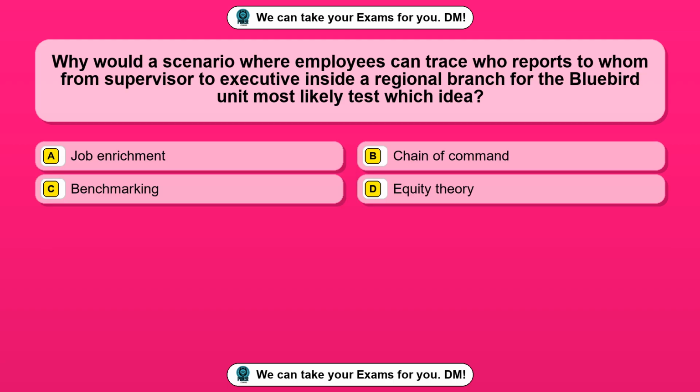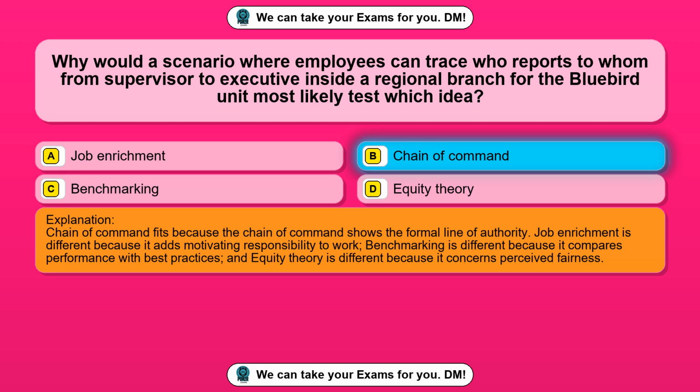Question 46. Why would a scenario where employees can trace who reports to whom from supervisor to executive inside a regional branch for the Bluebird unit most likely test which idea? Option A, job enrichment. Option B, chain of command. Option C, benchmarking. Option D, equity theory. The correct answer is option B, chain of command. Chain of command fits because the chain of command shows the formal line of authority.